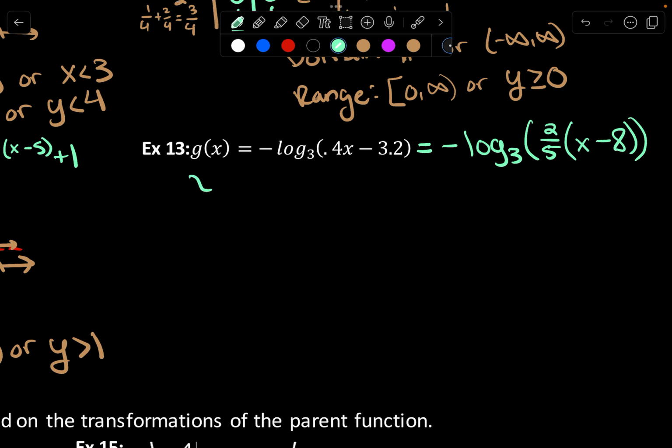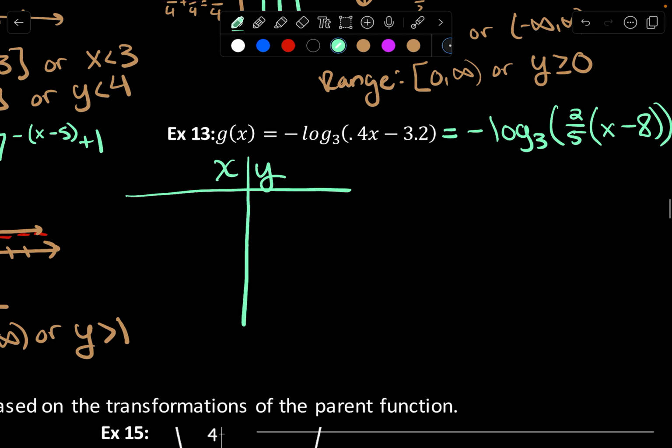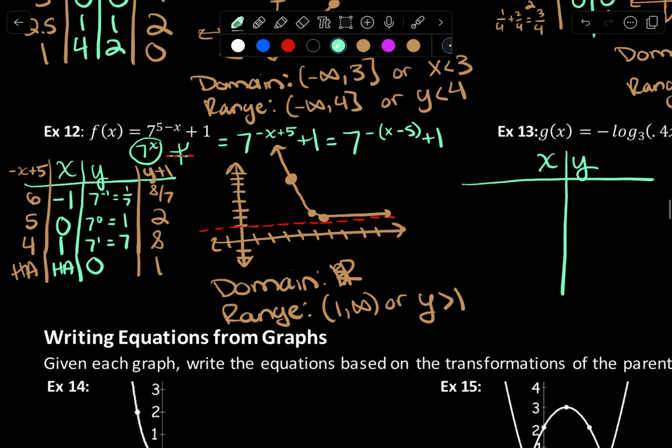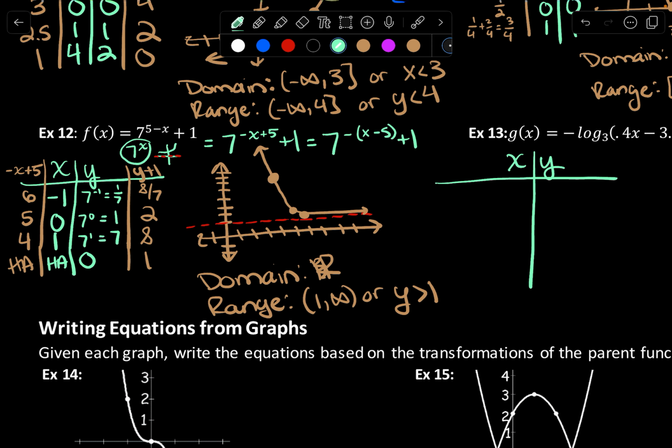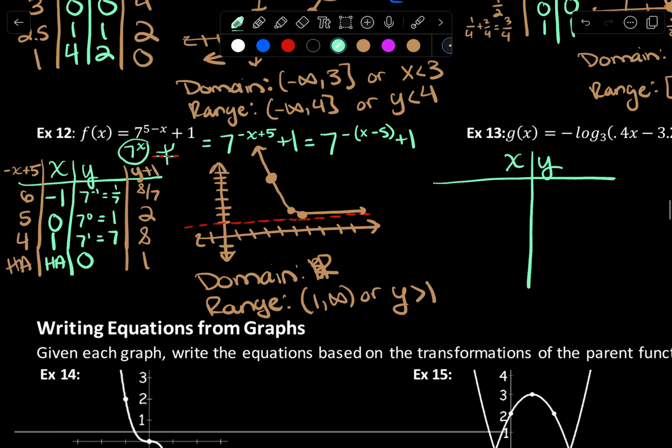All right, transformation table. For log, and I'm glad the exponential is over here, it's going to be the inverse of that. So we will switch our x and y values. So I'm going to go -1, 0, 1. And because log is the inverse of an exponential, instead of having a horizontal asymptote, we will have a vertical asymptote.